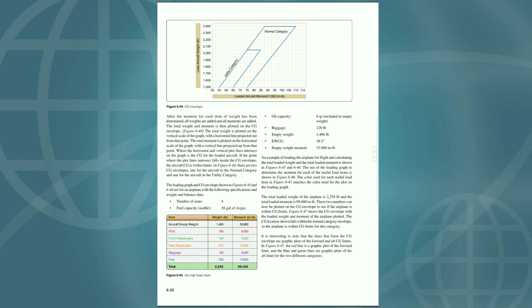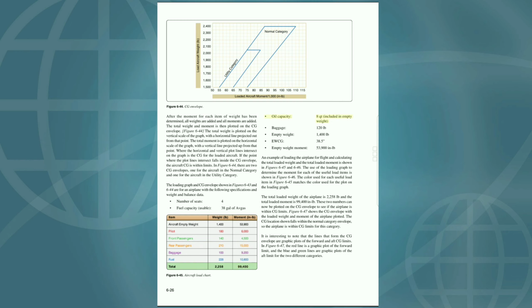Item weight, pounds, moment, in pounds. Aircraft empty weight 1,400, 180, 140, 210, 100, 228, 2,258, 53,900, 6,000, 4,500, 15,000, 9,200, 10,800, 99,400.